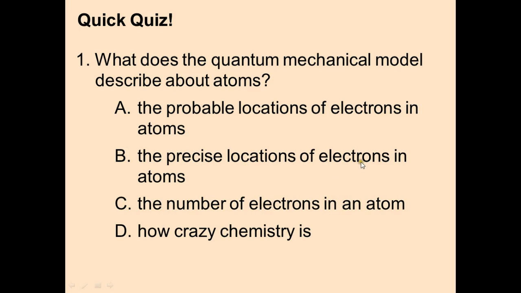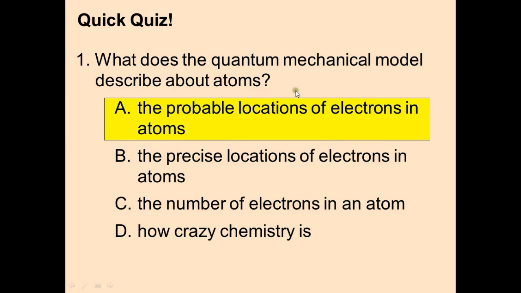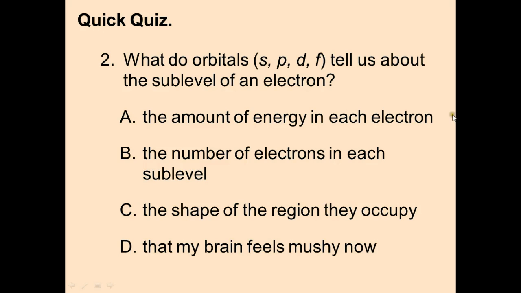B, the precise locations of electrons in atoms. The whole point we have the quantum mechanical model is because we don't know where the locations are, because electrons are moving so fast and they move out of control that we can't define exactly where they will be, like a propeller. So the answer is A, because it shows probable locations. Electrons are so fast that we don't know exactly where they are, but we can figure out the general area or probability of where they will be.